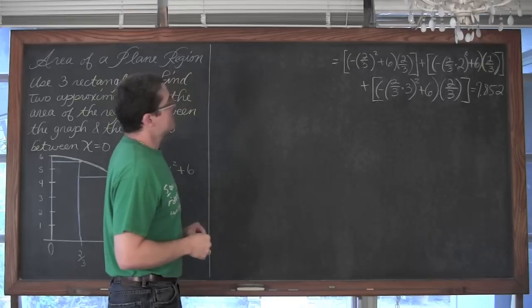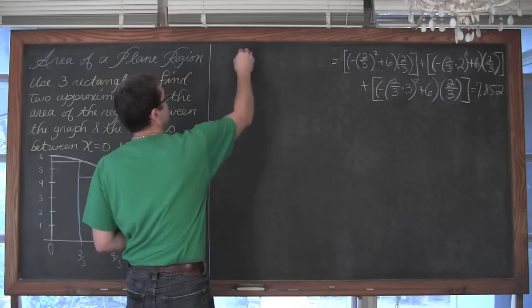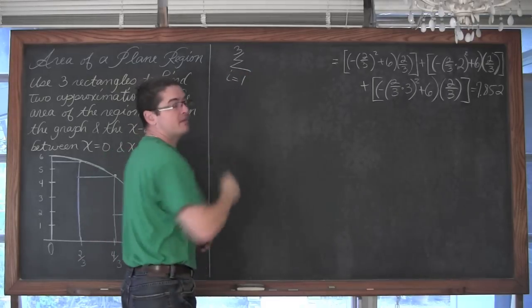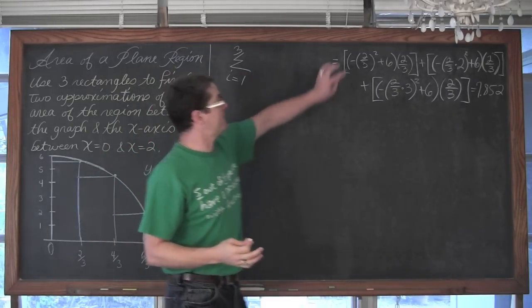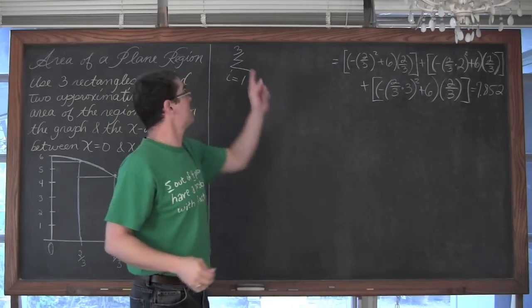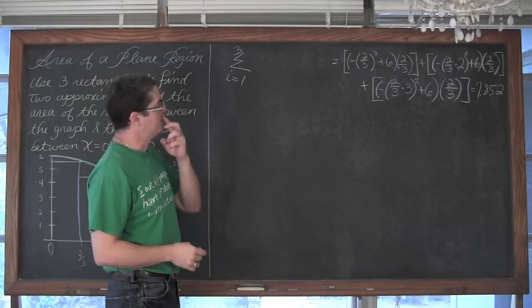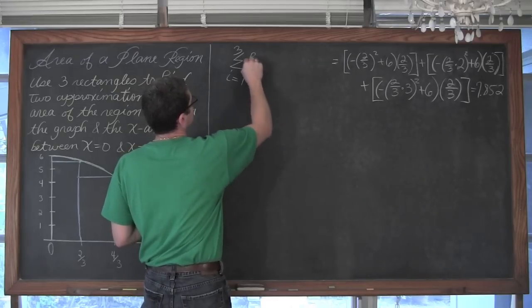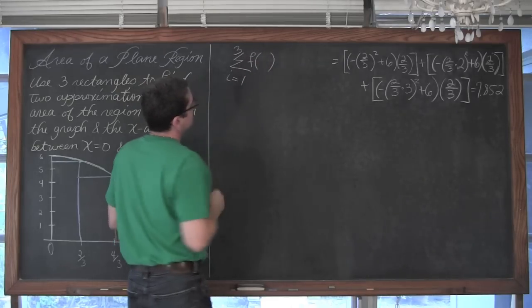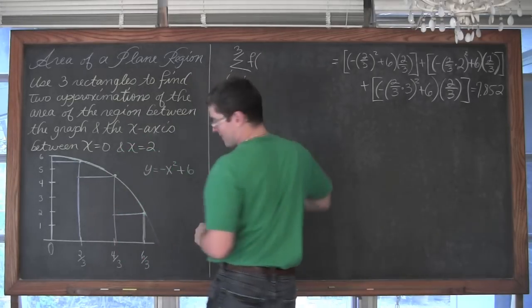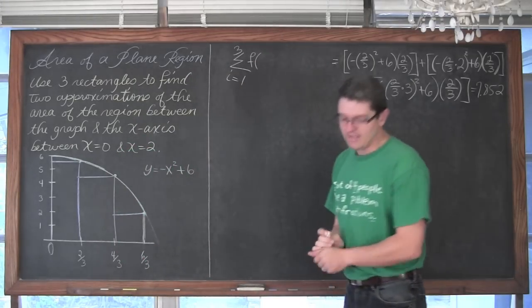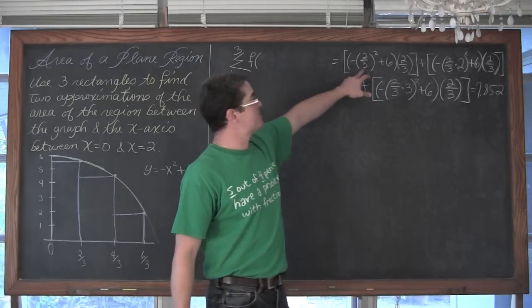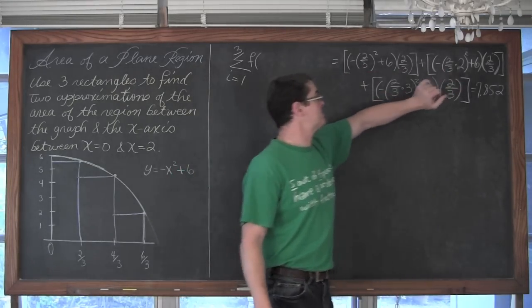What I've done is I needed to take the summation as i starts at 1, and we had 3 rectangles, so we have 3 additions here, 3 terms that we're adding, so the upper limit is 3. And what did we plug in? Well, we needed f of, and then what did we plug into that function? Well, we plugged in 2/3, but it was 2/3 times 1, it was 2/3 times 2, and it was 2/3 times 3.